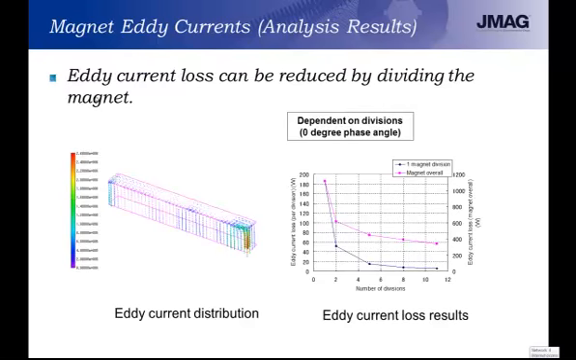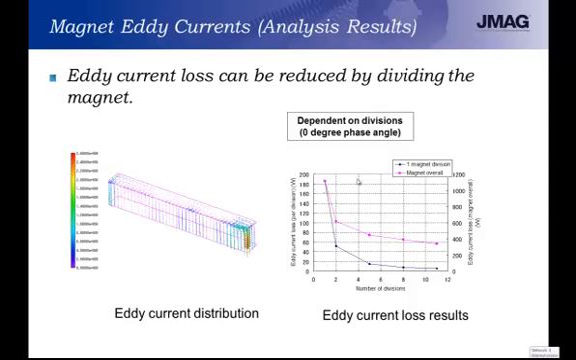Eddy current loss can be reduced by dividing the magnets. And so if we look at the eddy current distribution in a single magnet, we can then capture the results of the losses and then look at it, as we increase the number of divisions in the axial direction, how much we can reduce the total losses.